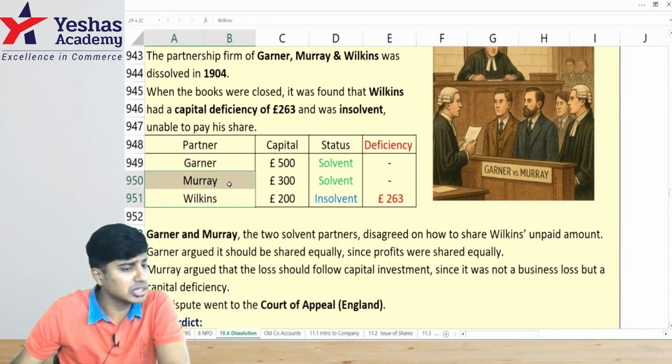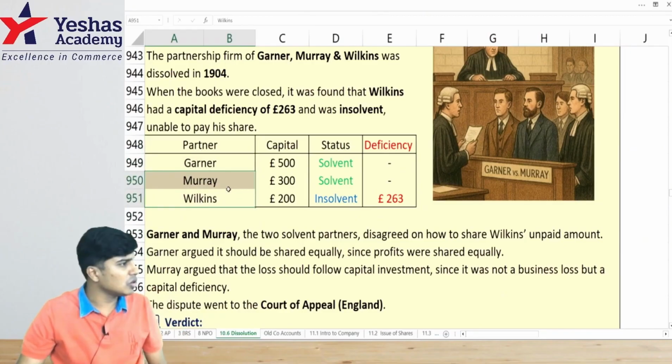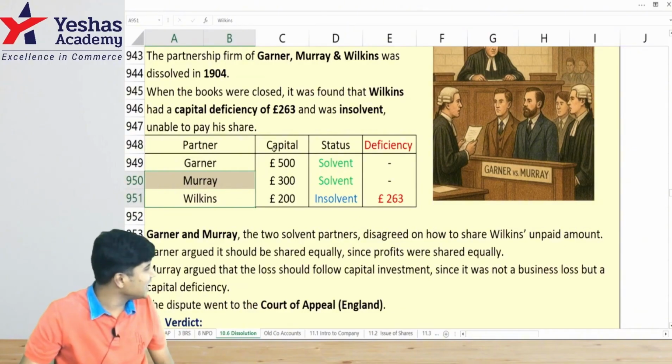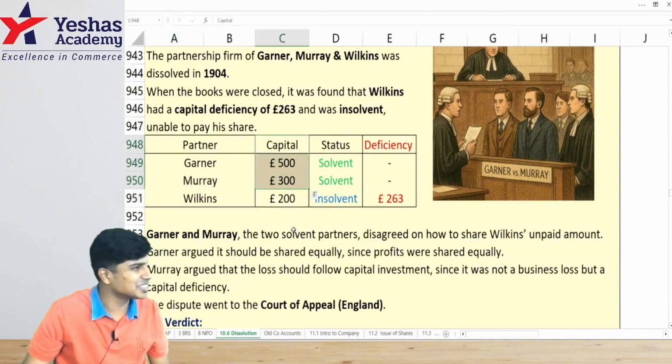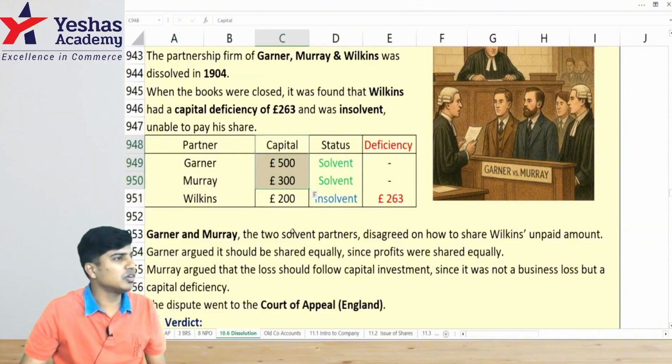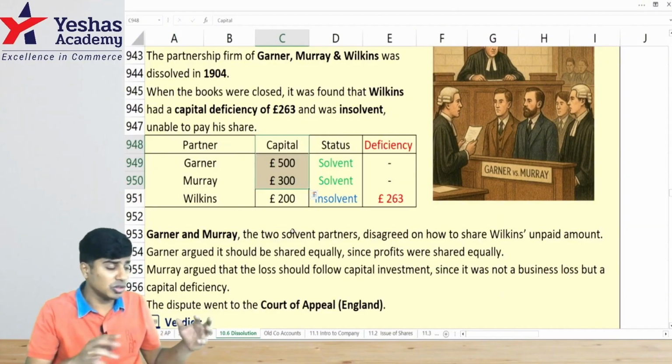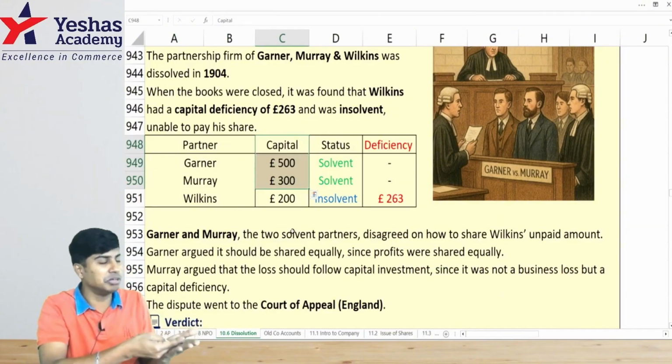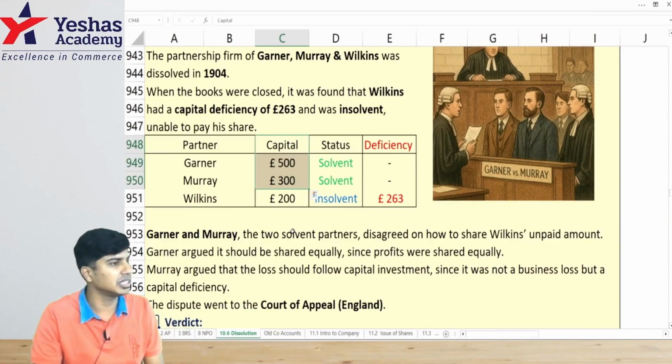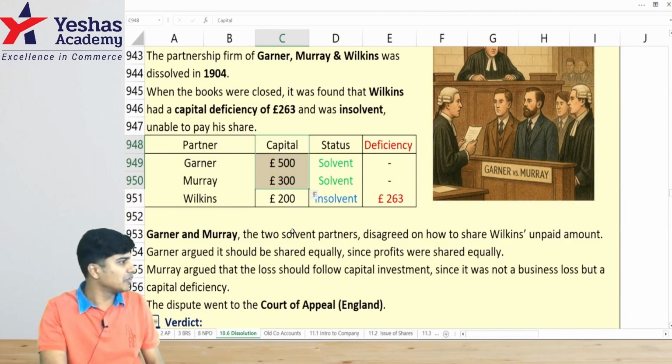Murray says no, this is not a revenue loss for us to share equally. Let's share in the ratio 5:3, the capital ratio. They both went to the lawyer. The lawyer looked into the partnership deed, but the partnership deed did not say anything. It was silent. Then the lawyer said it is debatable. It can be 1:1, it can be 5:3.